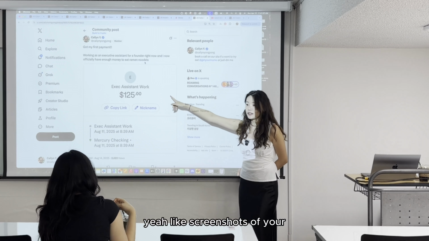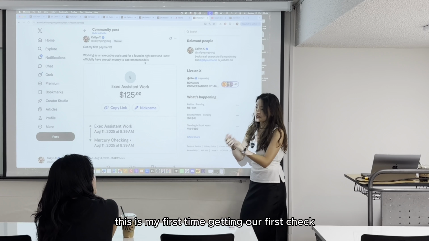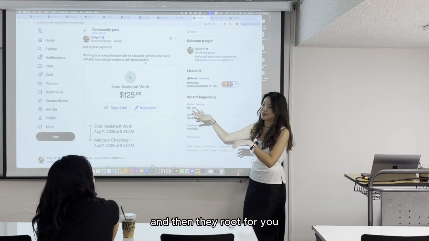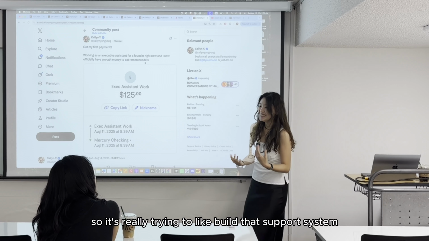Yeah, like screenshots of your payments that you got from your customers, and you say, oh, this is my first time getting our first check. They're going to be very happy for you and they root for you. Aww. So it's really trying to build that support system.